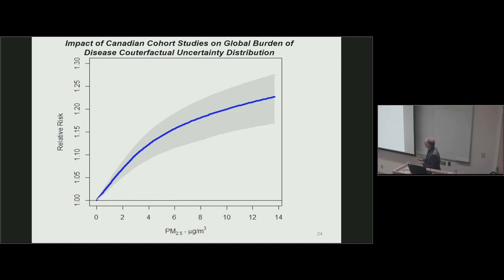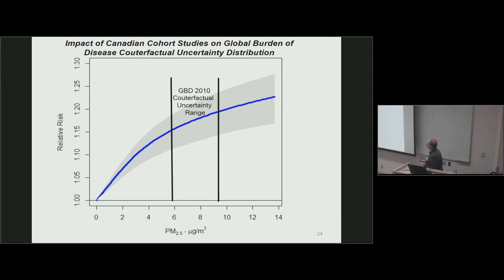Now, what are some of the results of this? This is the relationship between PM2.5 exposure and non-accidental mortality in the CanCHEC cohorts. And you can see where we had information only down to about 7 with the ACS study, we now see what the curve looks like down at much lower levels. And we can see that there are effects right down to 0, no evidence of a threshold. So now we're, for the first time anywhere in the world actually, able to see what this dose response looks like at these low levels.